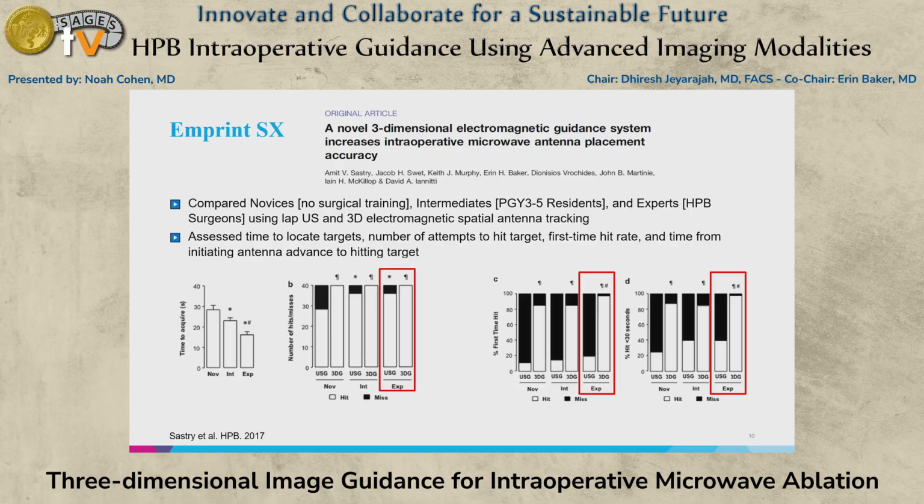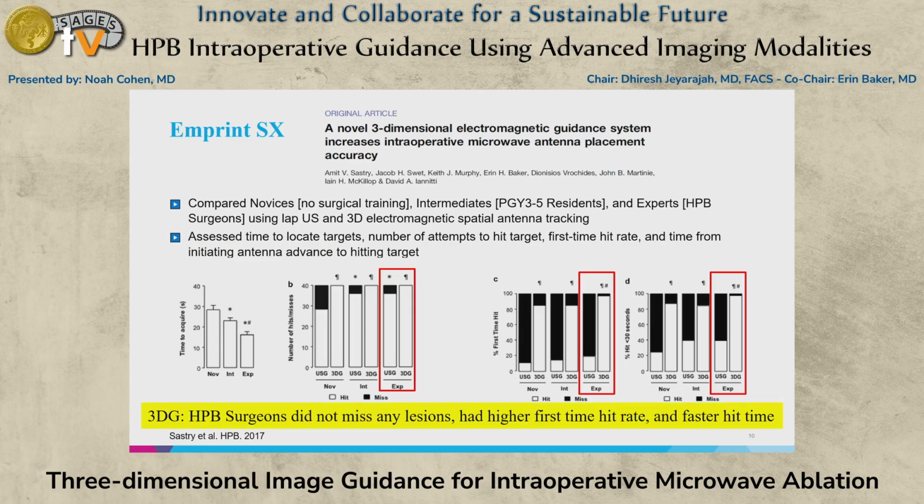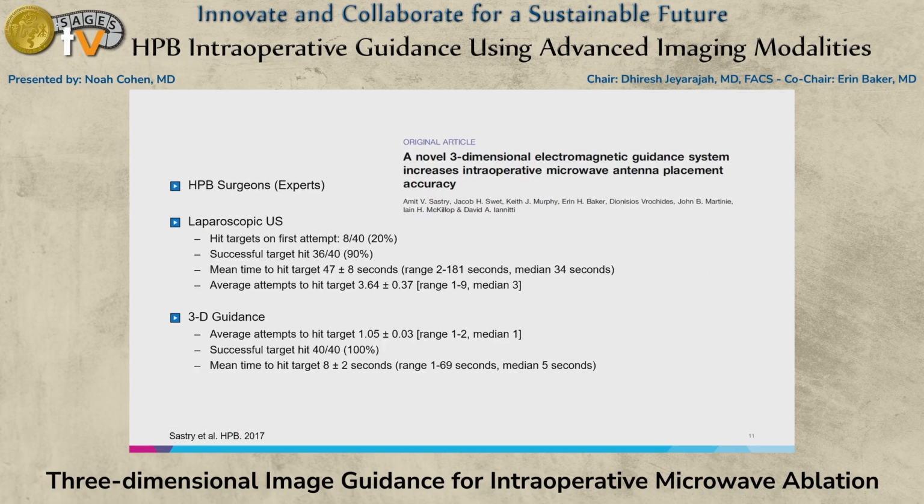And you can see here what I highlighted was that the number of hits versus misses was improved with the 3D guidance. It doesn't matter how many times it took, but the fact that you actually hit the lesion. The first time hit rate was substantially higher if you use 3D guidance. And lastly, the time, so percent hit in less than 30 seconds. So actually targeting your lesion in a fast manner, all increased with the 3D guidance in this study.